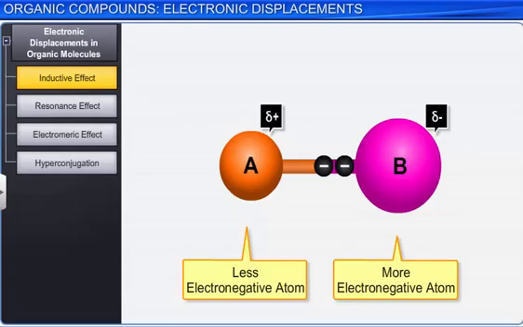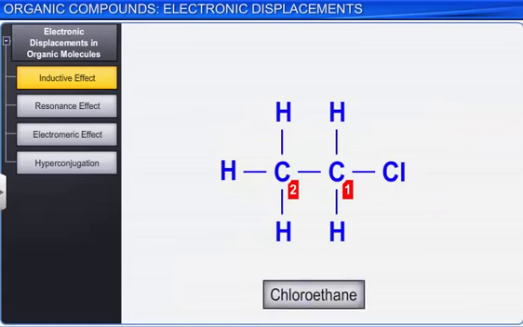The fractional electronic charges in a polar covalent bond are denoted by delta positive and delta negative, and the shift of the electron density is shown by an arrow that points from delta positive to delta negative end of the polar bond. For example, in chloroethane, chlorine is more electronegative than carbon.